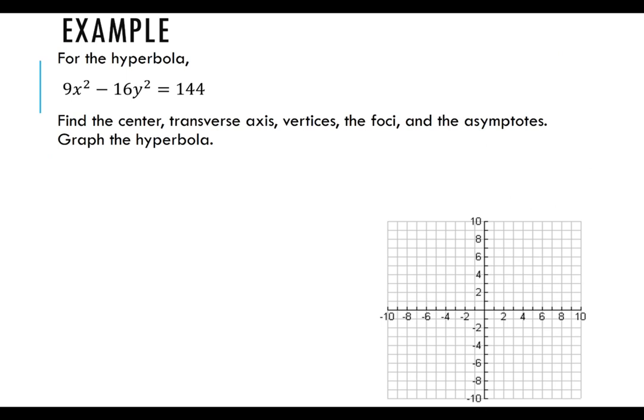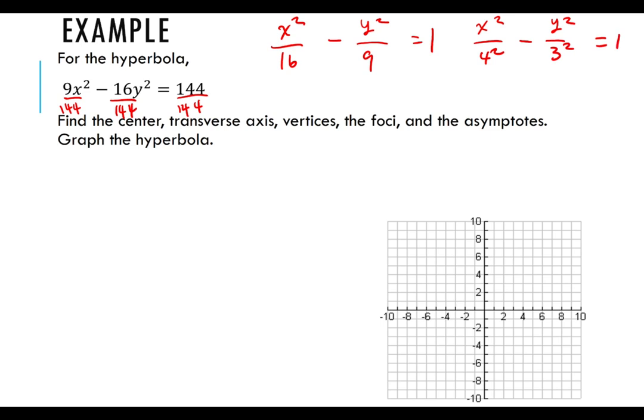So, let's run through this. For this hyperbola, 9x squared minus 16y squared is equal to 144. To get it in the nice format, we need to divide everything by 144. So divide each by 144, and we get, and I'm going to go ahead and reduce this, x squared over 16 minus y squared over 9 is equal to 1. If you wanted to finish writing this so you get your a's and b's really quickly, this is x squared over 4 squared minus y squared over 3 squared is equal to 1.